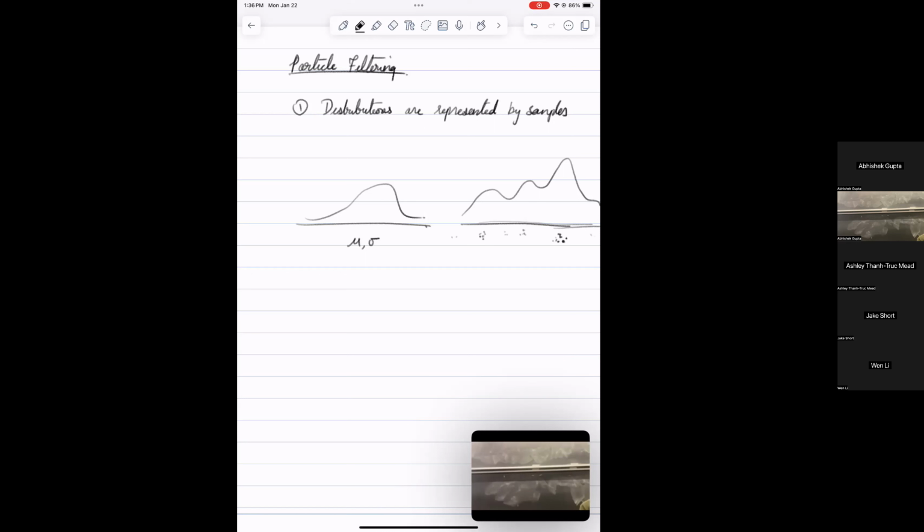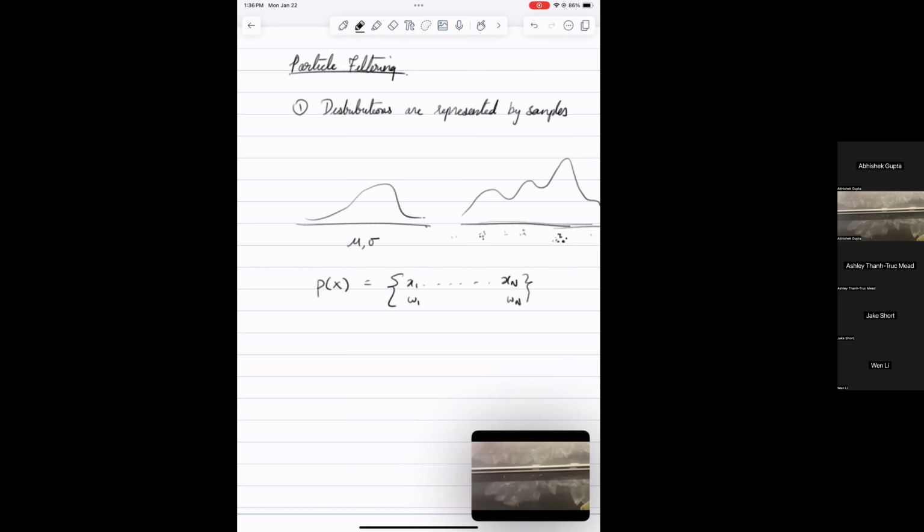And so the point is that let's consider a distribution. Let's call it some P of X, okay? We're going to represent P of X equivalently by a set of samples, right, and weights.